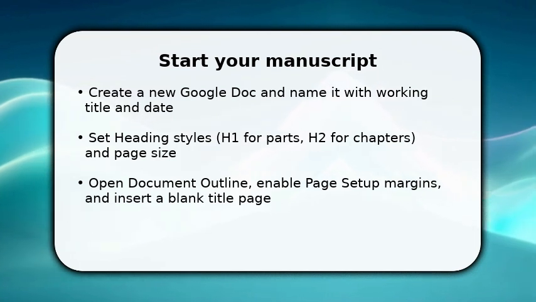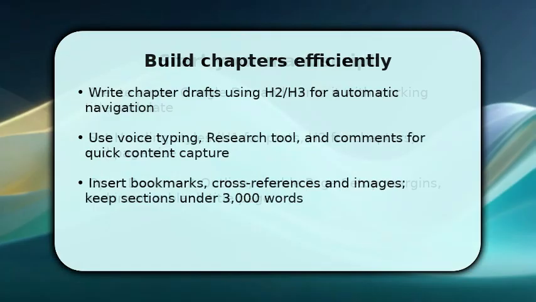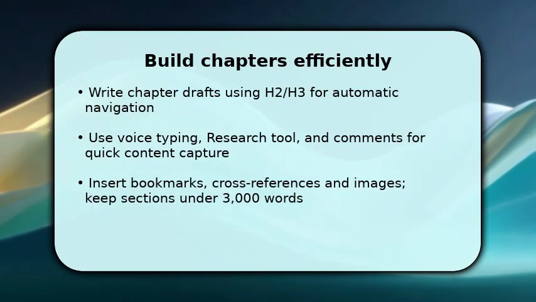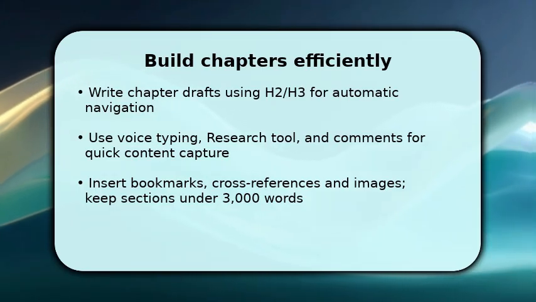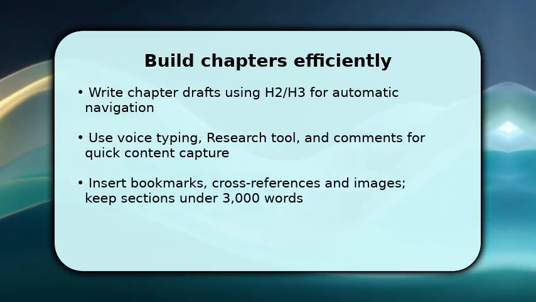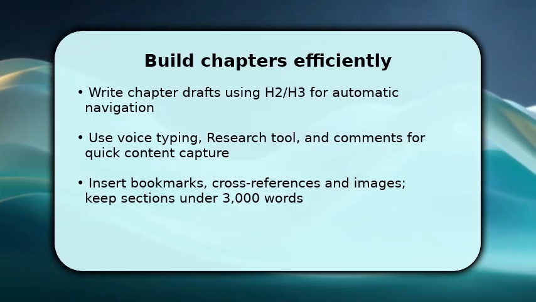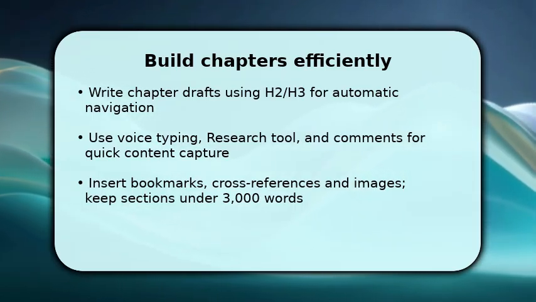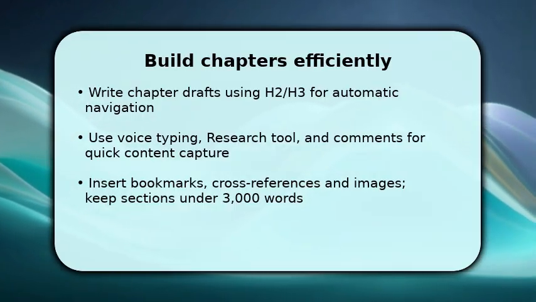You now fill the roadmap. Write chapter drafts under their heading labels so the outline stays useful. Use voice typing for fast first drafts and the research pane to pull facts. Insert comments where you'll edit later. Once done with a chapter, add bookmarks and internal links for cross-references and insert images or tables with captions. Make sure to save frequent versions and label them in version history, so you can revert or compare drafts as the manuscript grows.